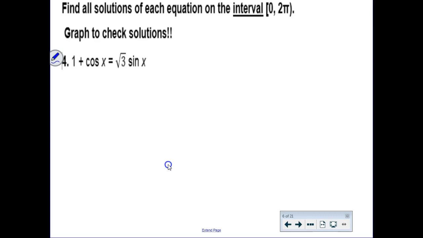Oh my goodness. I got a 1. I got a cosine. I got a square root of 3 sine. Those things don't go together. I can't do any obvious trading right now because none of them are squared, so Pythagoreans won't work. So does anyone have a brilliant idea? Because it's not squared, so you can't, huh? So that's the issue we're running into. Nothing's squared, so you don't have any Pythagorean trades.